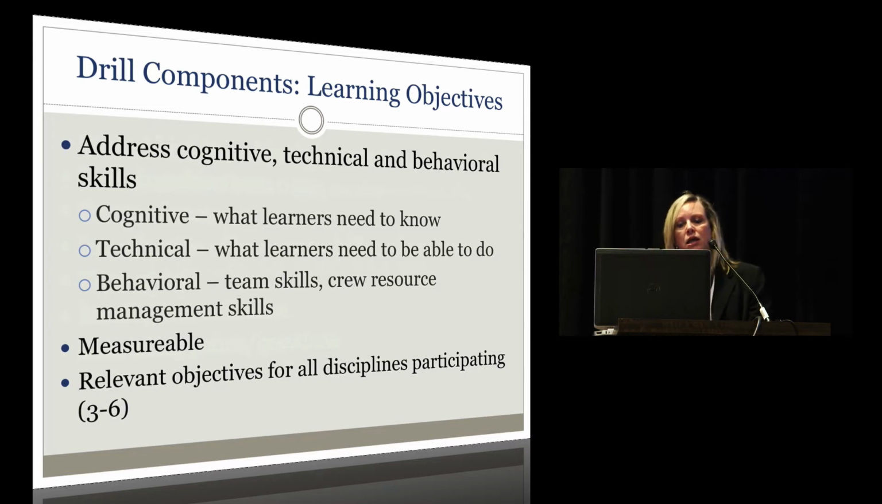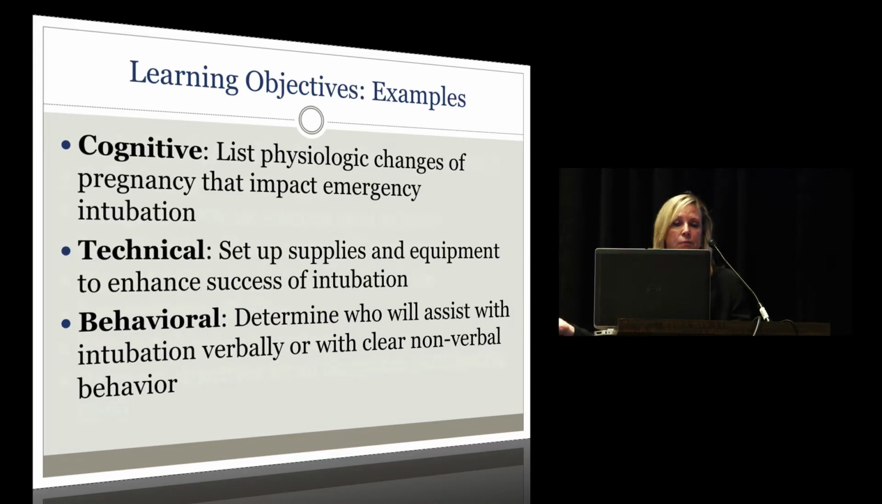I would say learning objectives covering all three, cognitive, technical, and behavioral, no more than 3 to 6 for each discipline is adequate. So giving you just a few examples of cognitive, technical, and behavioral learning objectives that are measurable.